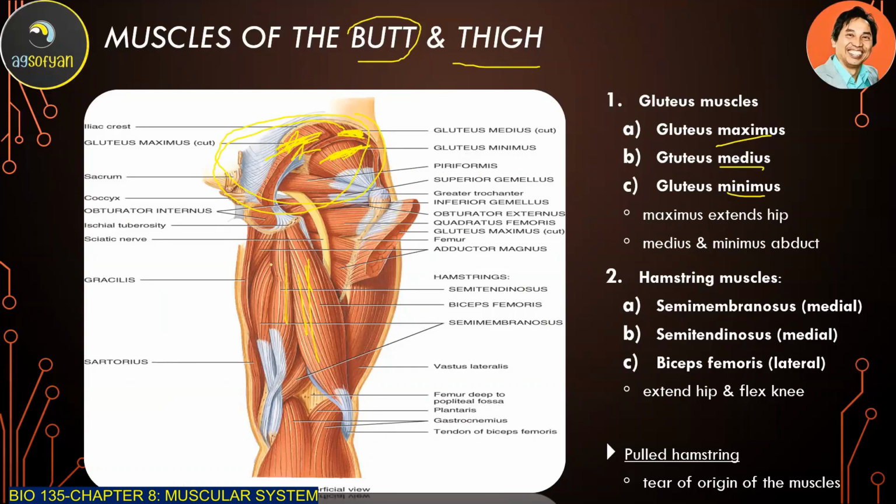Hamstring, these are the muscles on the back of your thigh. They consist of semimembranosus, semitendinosus, and biceps femoris. All of these muscles in the same group are called the hamstring muscles. And again, some people have what we call a pulled hamstring. This happens in this group of muscles, with pain on the back of our thigh.